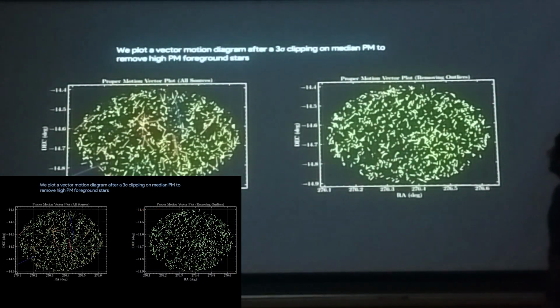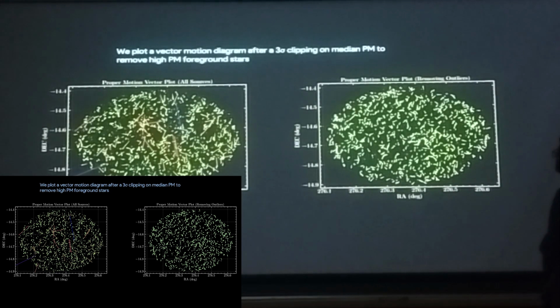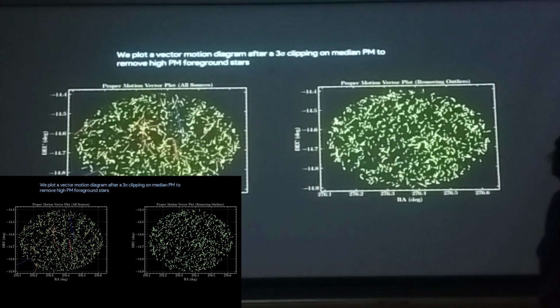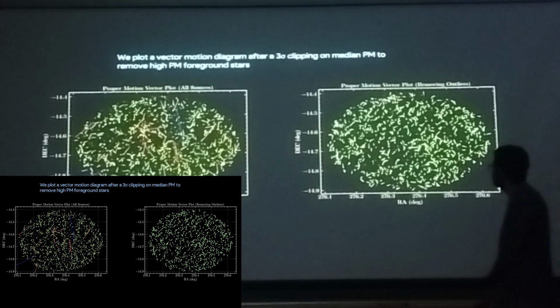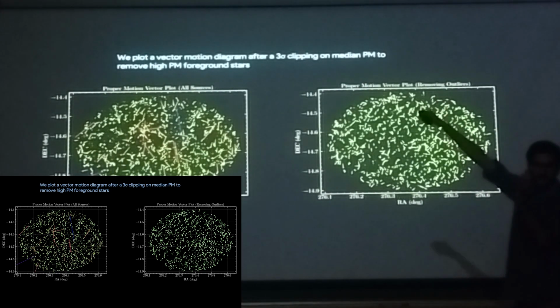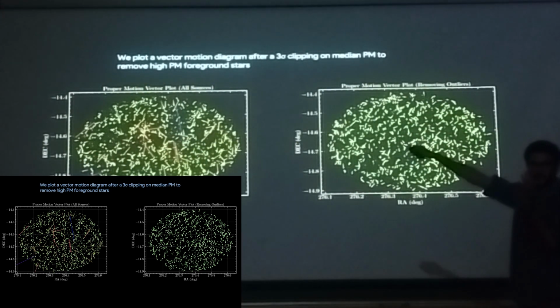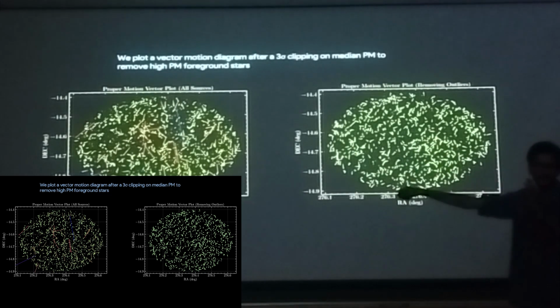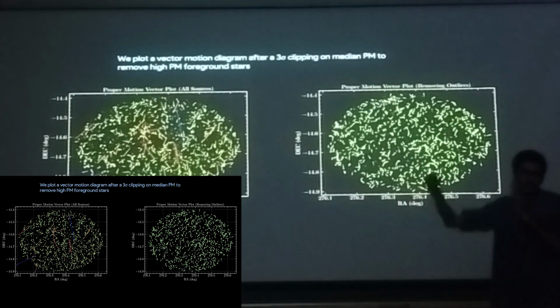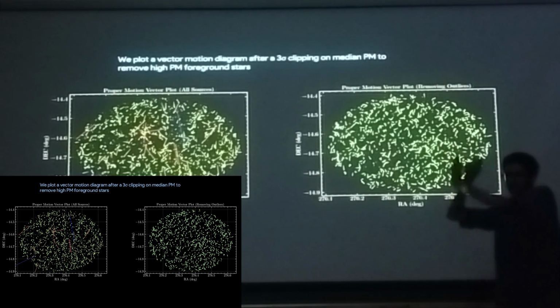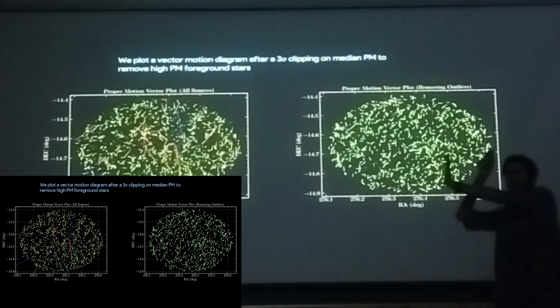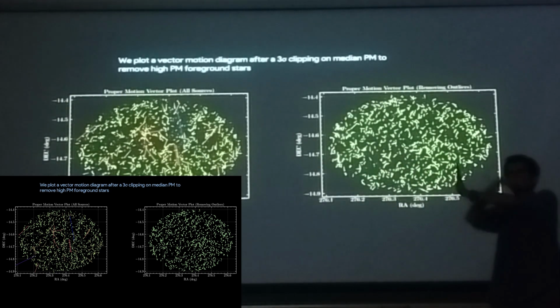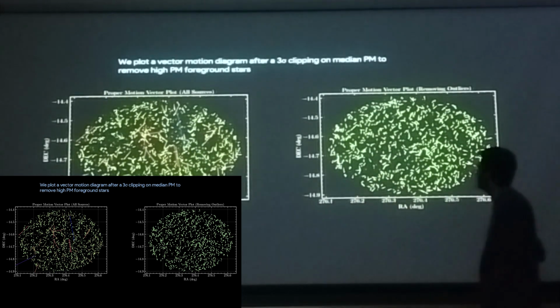What do we do next? So we plot a vector motion diagram after a 3 sigma clipping. So what is 3 sigma clipping? It is just that we have a histogram of the proper motion magnitude. We find its standard deviation. We find its median. We shift. Then suppose this is the median. We keep the data up till 3 sigma here and 3 sigma there, and we put the remaining data in the trash. That's how it's done.